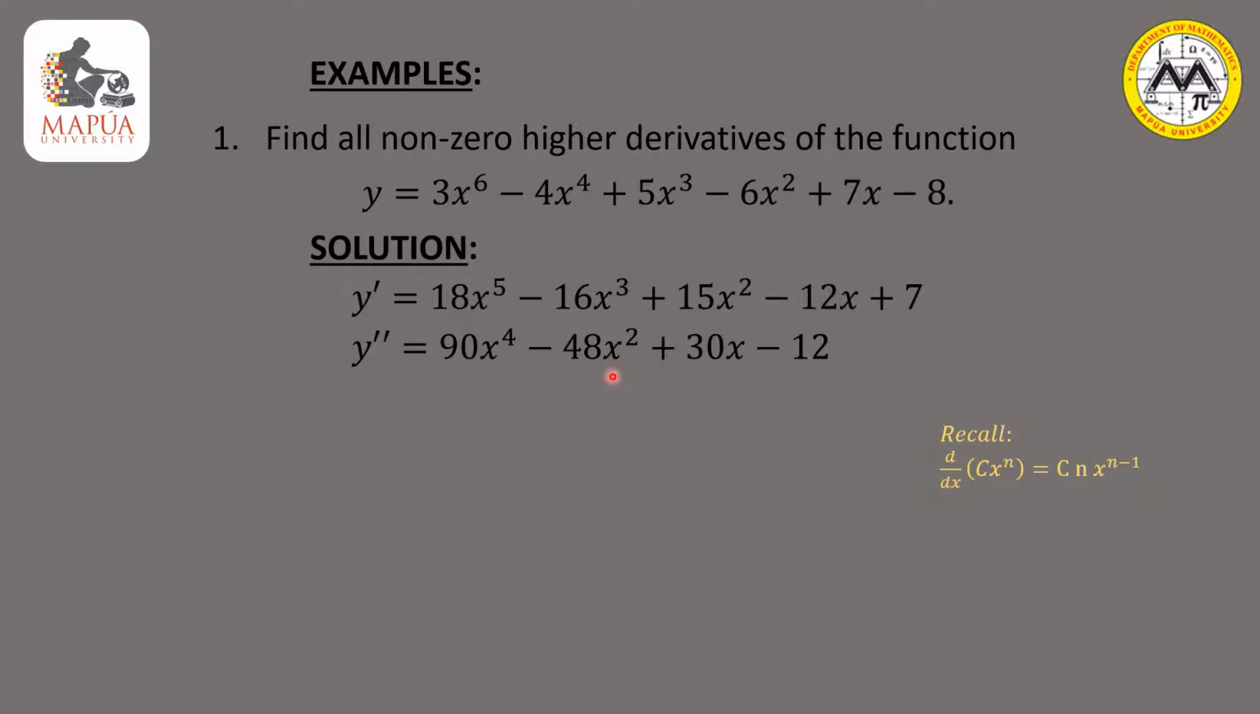Second term will be negative 48x squared followed by positive 30x minus 12. Again, applying these rules, the third derivative would just be the derivative of the second derivative with respect to x, resulting to 360x cubed minus 96x plus 30.